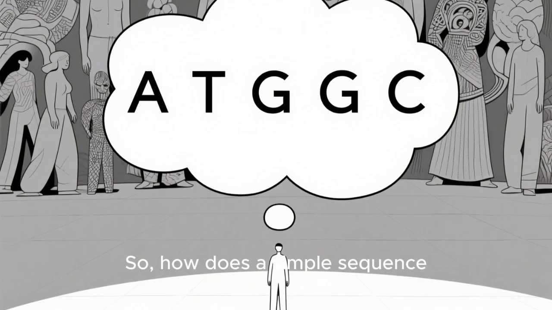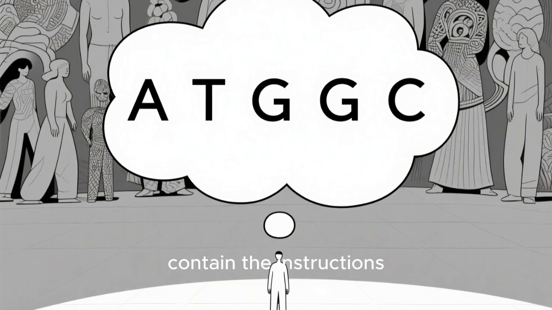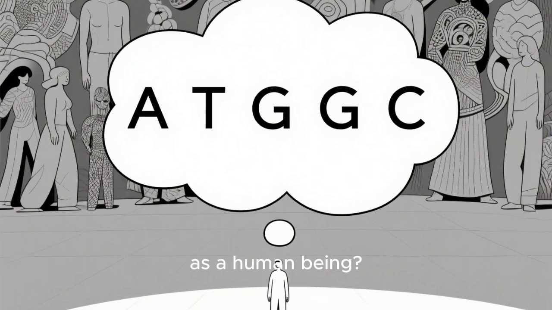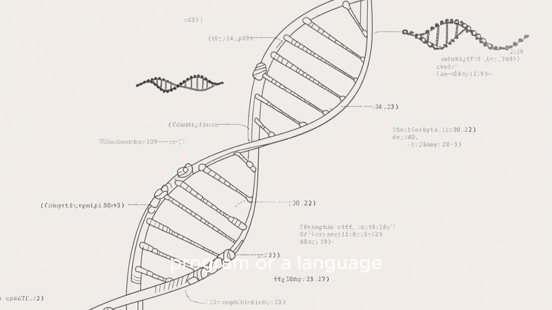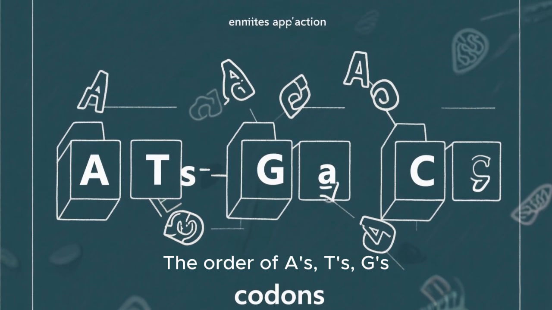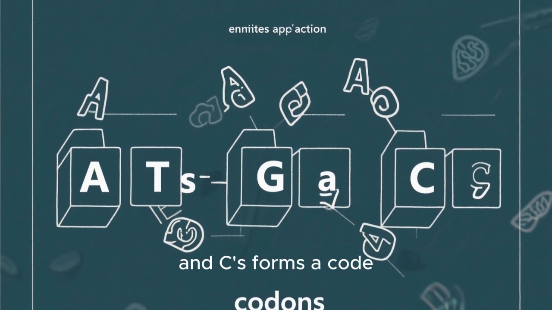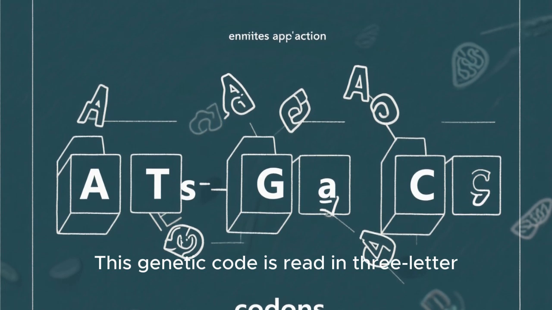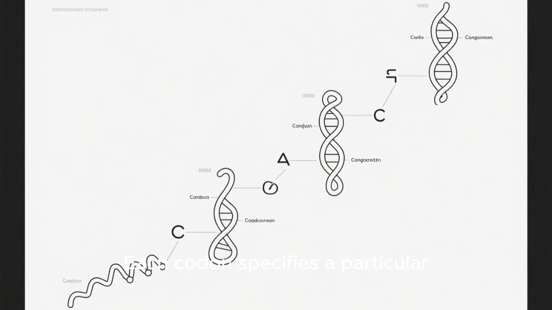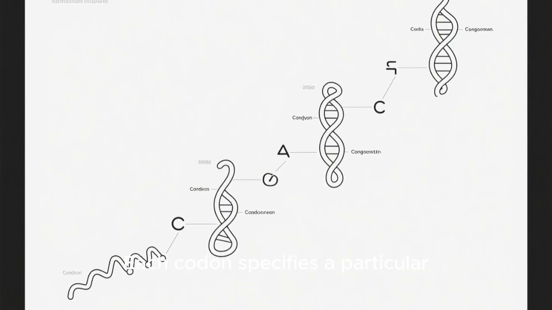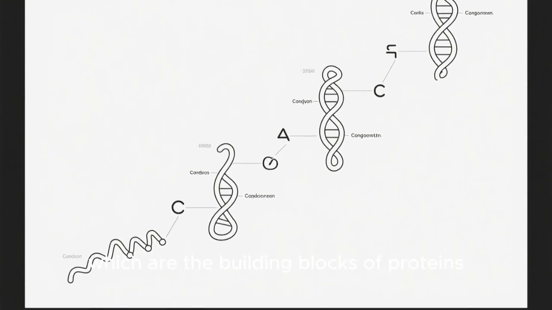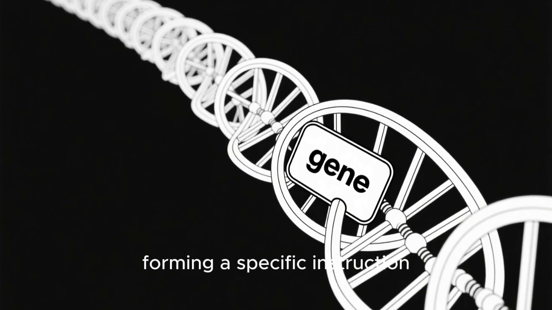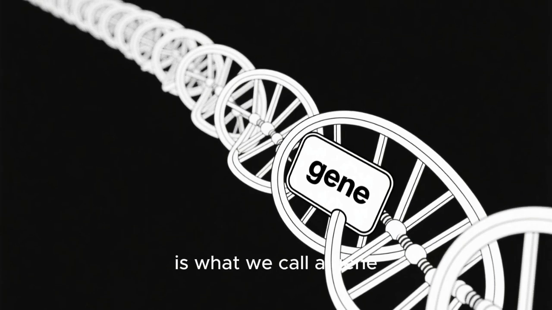So, how does a simple sequence of 4 letters contain the instructions for something as complex as a human being? Well, it's a lot like a computer program or a language. The order of A's, T's, G's, and C's forms a code. This genetic code is read in 3-letter words called codons. Each codon specifies a particular amino acid, which are the building blocks of proteins. A long string of these bases, forming a specific instruction, is what we call a gene.